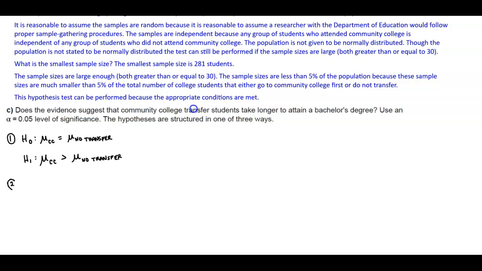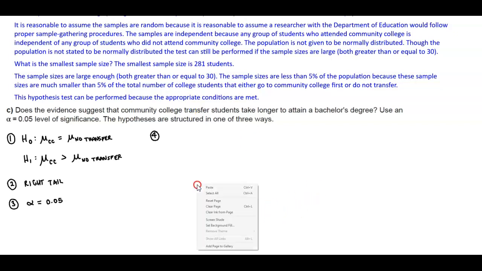Okay, step 2: this tells us it's greater than, so we know it's going to be a right-tailed test. Step 3, what is the significance level? The significance level is 0.05. Okay, now we need to determine the test statistic.